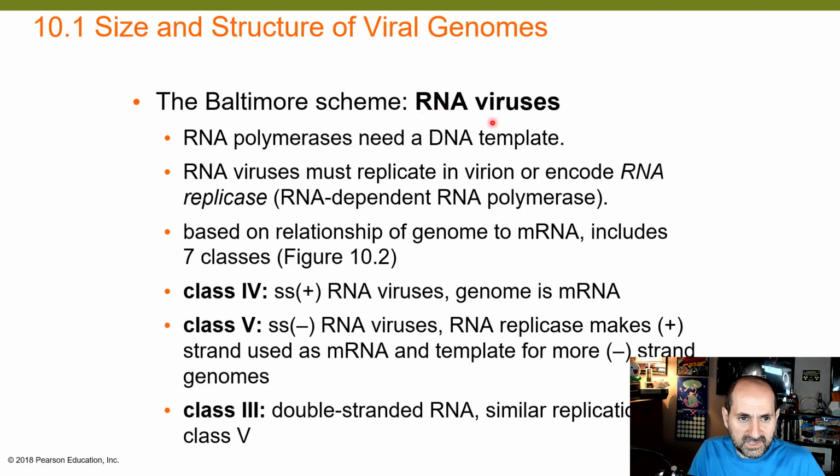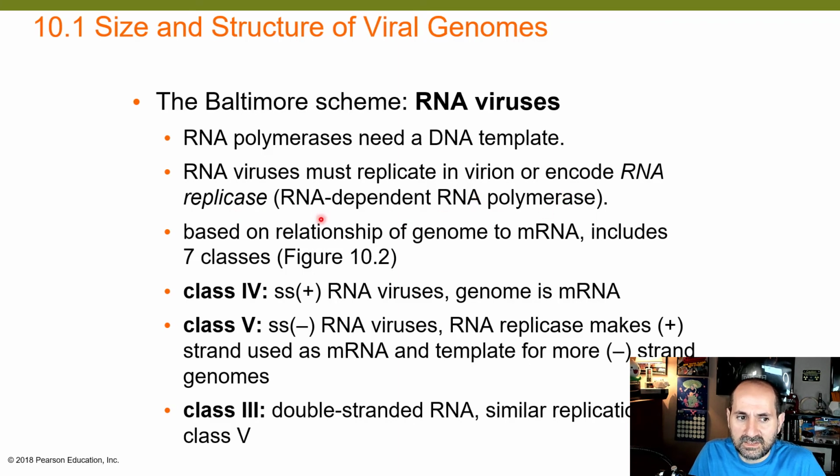So now let's talk a little bit about the RNA viruses. Remember, I said the RNA viruses include class 4, class 5, class 3, and technically class 6 as well, because that's a retrovirus. The RNA viruses need RNA polymerases. The RNA virus must replicate in virion or encode RNA replicase. Remember this enzyme, RNA replicase? It's very important to know about RNA replicase. RNA replicase is an RNA-dependent RNA polymerase.